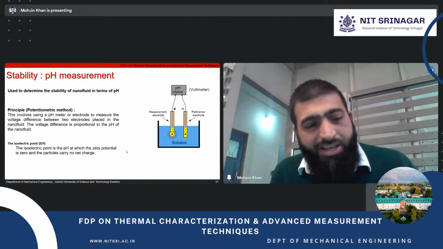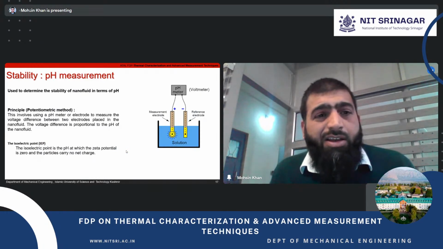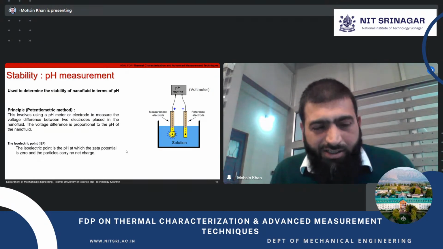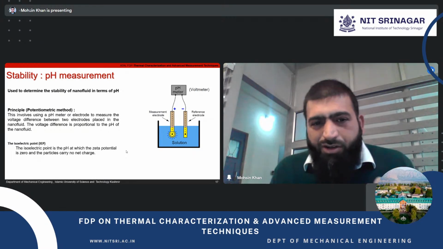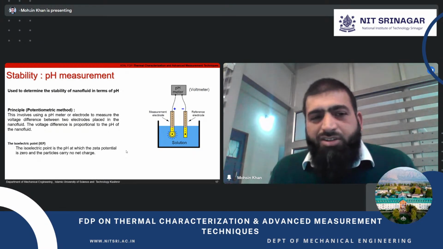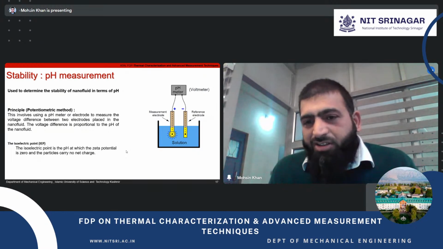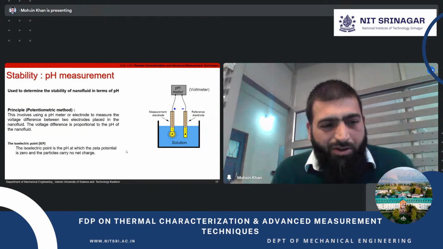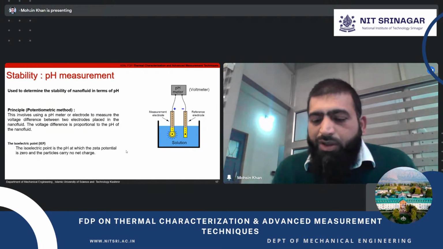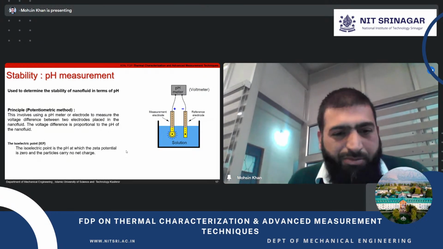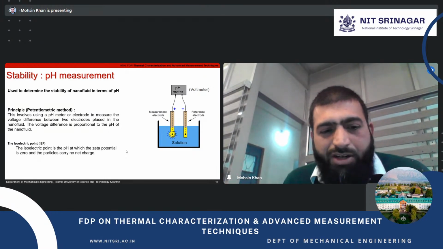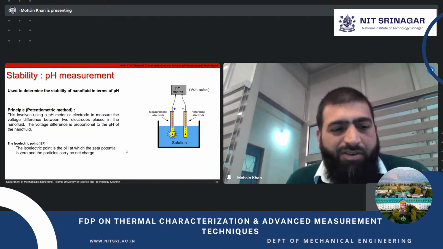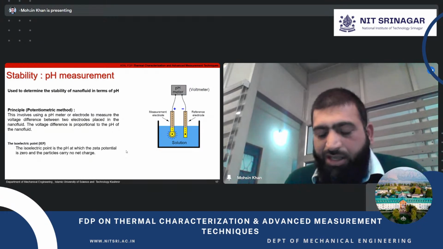Again, we can measure the stability by measuring the pH. pH measurement uses a pH meter or electrode, in which the voltage difference between the two electrodes is measured. The difference in voltage between the electrodes gives us an idea about the pH of the solution. This is how we can measure the stability using pH measurement. The isoelectric point is the pH at which the potential is zero and the particle carries no net charge. Essentially, we want a higher zeta potential in our samples.